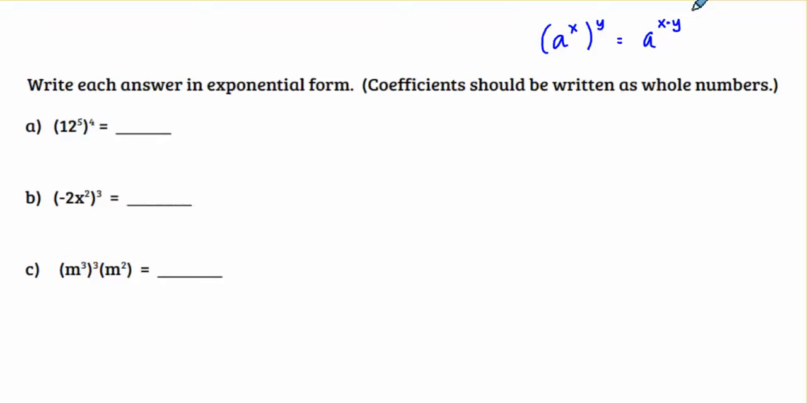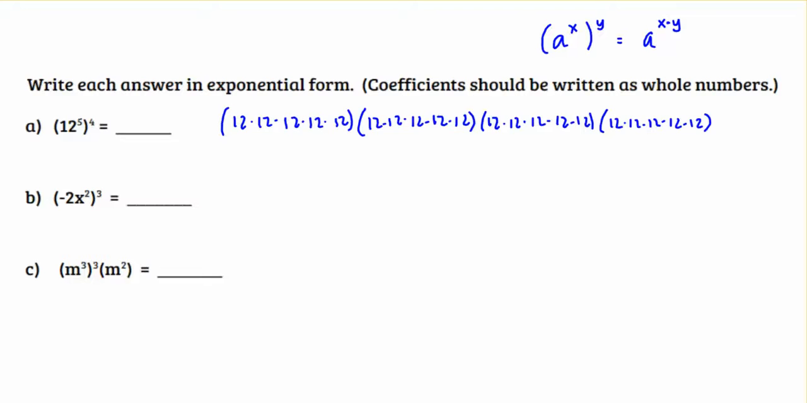Okay, so let's look at a. If you're confused, if you're not sure, just think about what this really means. All right, 12 to the fifth power is 12 times 12 times 12 times 12 times 12. And you have that 4 different times. So I'll pause the video while I write this out and then I'll restart it. Phew. All right, my arm is tired, my hand's tired.